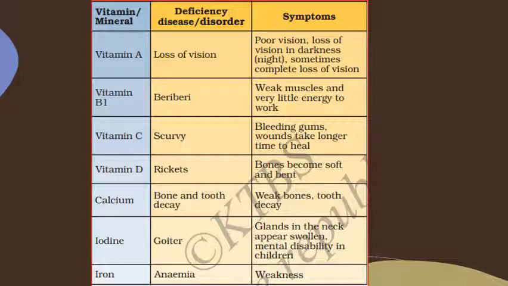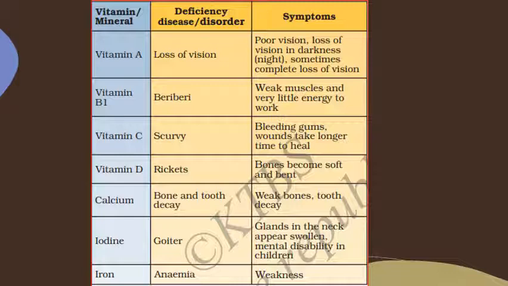Vitamin D is for rickets. Rickets, the disease name is rickets. Bones become very soft and bent. If bones become very soft, you'll be very prone to accidents. If there is a small fall, you will break your bones. So if you have to keep them strong, you should have a lot of vitamin D. That is, you should stand in the sun for at least half an hour every day.